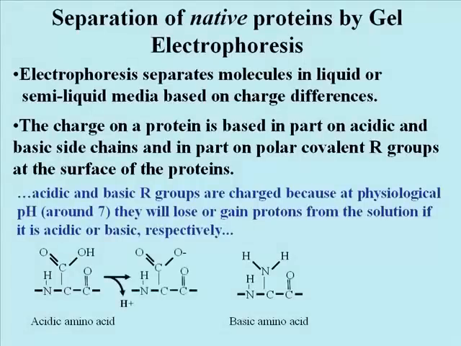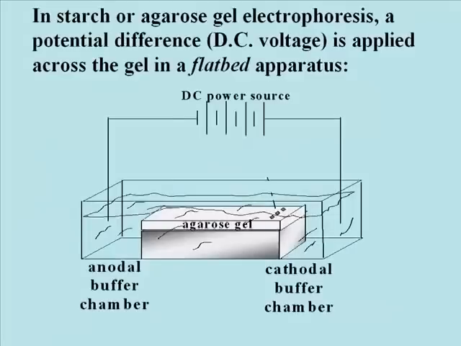Well, at physiological pH, meaning pH around 7, a little higher than 7, the proton on the OH group of the amino acid on the left is lost, leaving this amino acid with a negative charge. Likewise, for the basic amino acid, the amino group can acquire a proton and become positively charged, again at physiological pH. So this is part of what accounts for the charge on the surface of proteins.